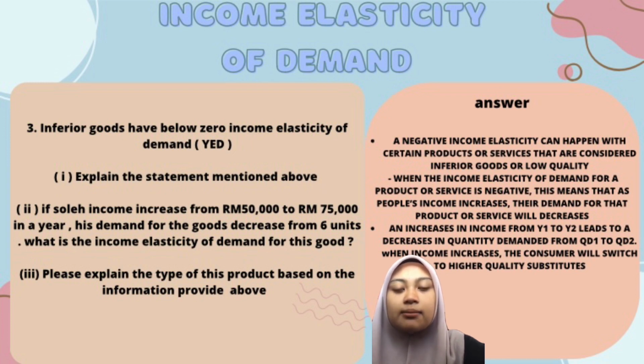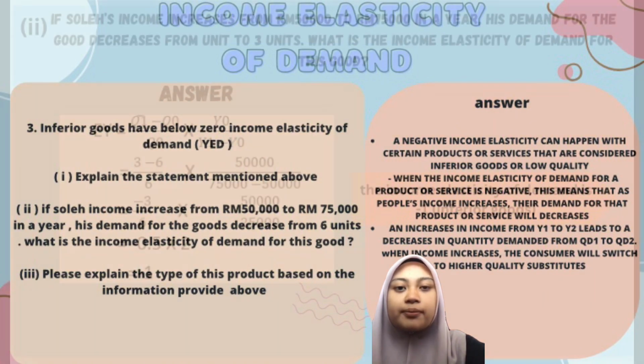The negative income elasticity of demand for inferior goods can be explained by several factors. As consumer income rises, they tend to shift their preference toward higher quality or more luxurious goods, which are considered normal goods. They are willing to pay for better quality products, leading to a decrease in the demand for inferior goods.